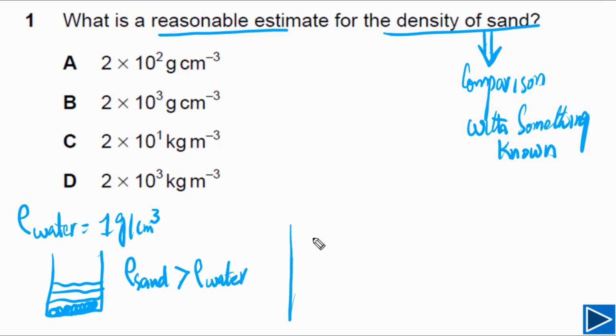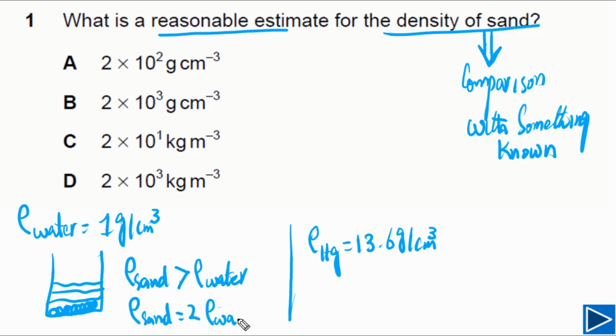Next, we need to understand the density of mercury. The density of mercury is about 13.6 grams per cubic centimeter. Now we need to understand the density of sand is much less than the density of mercury. So we can simply estimate the density of sand can be around 2 to 3 times the density of water. Even if you don't know whether it is 2 times, 3 times or 4 times, if you go through the options, you can find the answer very easily.